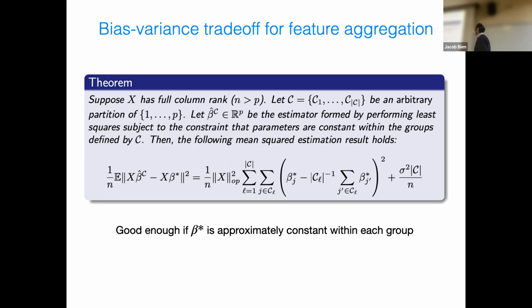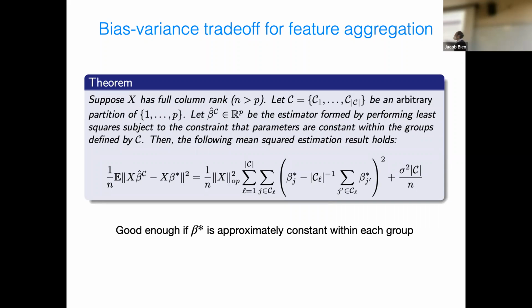And in such a situation, the prediction error could be better than if we didn't do any aggregation. And we see that there are these two terms. The first would be like the bias term. The second would be the variance term. And so the variance term, if we think about regular least squares, it would be unbiased. If we did least squares on all P features, it'd be unbiased, but the variance term would be sigma squared P over N. So the idea is if we could aggregate to just size C groups, then our variance could be much smaller, sigma squared number of groups over N, which is great.